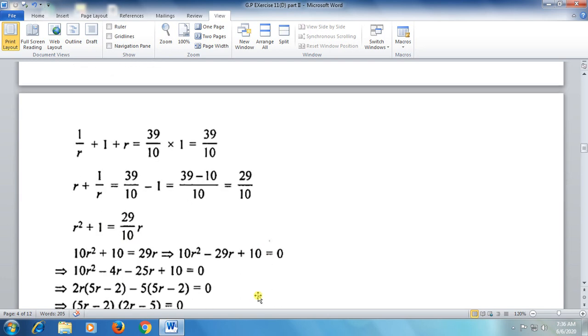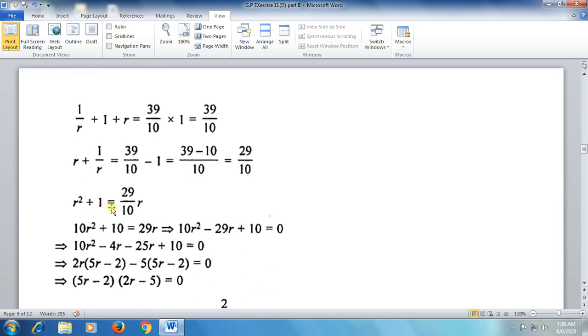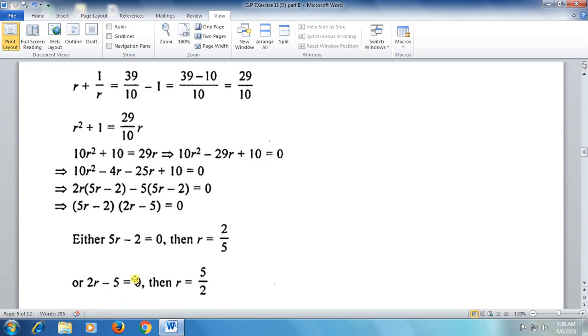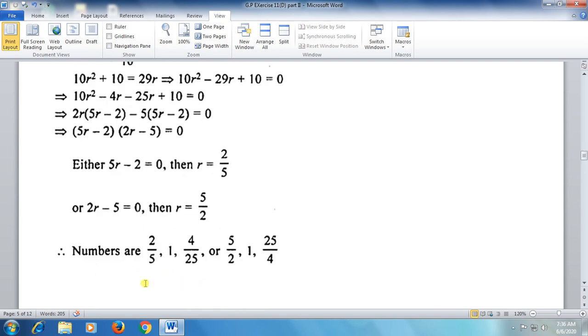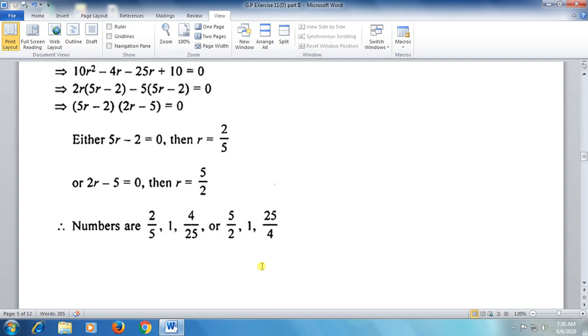Now just cross multiply. R square plus 1 is equal to 29 by 10 R. Hence the quadratic equation will be 10R square minus 29R plus 10 is equal to 0. After factorizing the equation, the value of R will be either 2 by 5 or 5 by 2. Hence the numbers are 2 by 5, 1, 4 by 25 or 5 by 2, 1 and 25 by 4.